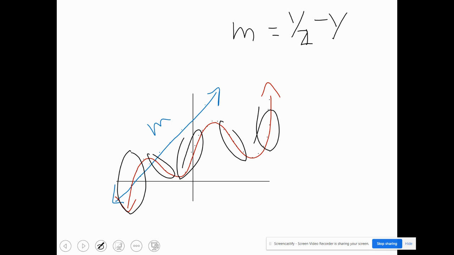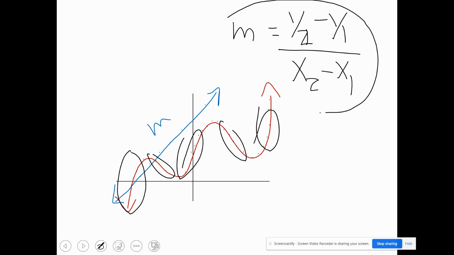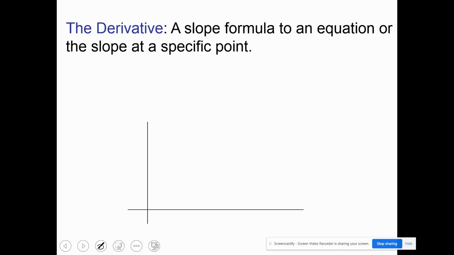Now, in order to find the slope, we want to use this old formula, y2 minus y1 over x2 minus x1. In order to find the slope, we're going to need to find 2 points that are on that curve and then use a slope formula in between them. All right, let's see how that works. Let me give you the definition first. The derivative is a slope formula to an equation or the slope at a specific point.